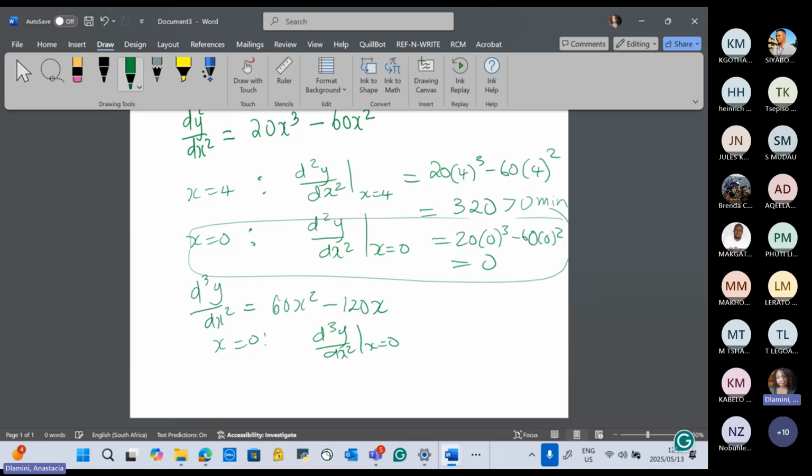Evaluated at x equals to 0, what do we get? 0 again. So what do we do then? We'll take the fourth derivative. Wait, are we really going higher?